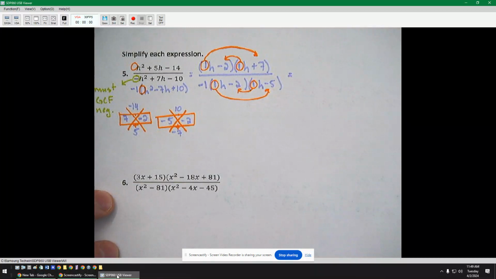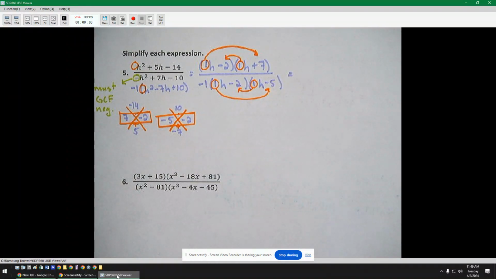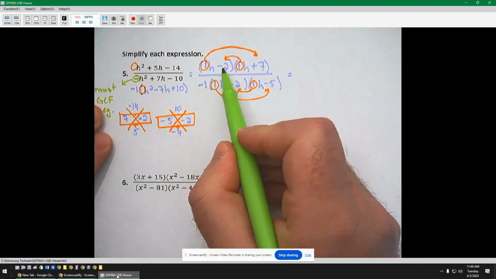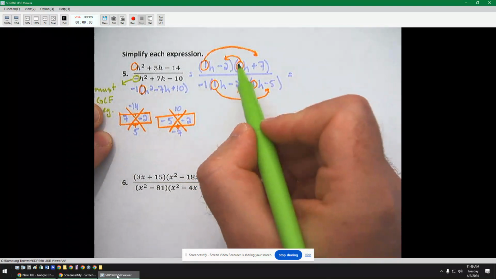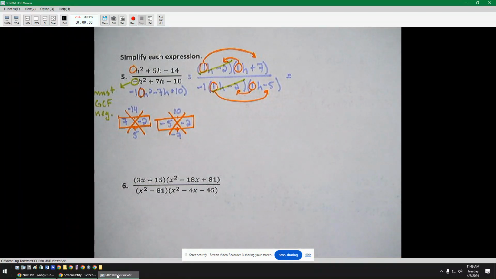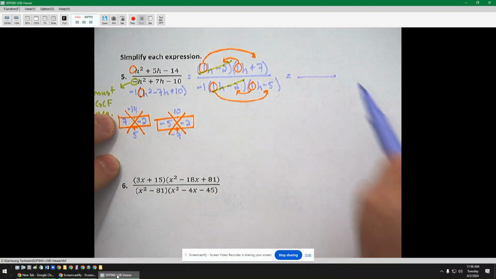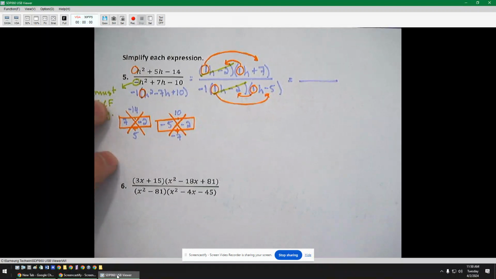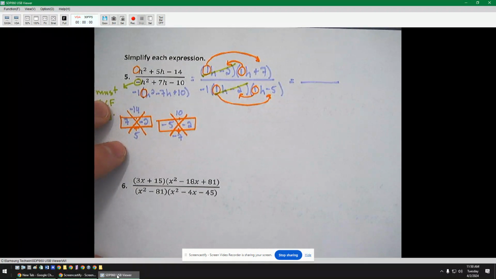So now as I'm looking at this, I'm looking for anything, just like we did on the front, that's the same that I can cancel out. And if we see, I have 1h minus 2 and I have 1h minus 2. So those two chunks are going to cancel each other out. And then from here, like I said, with each new step, you want to just draw a division bar and write what's left on the top and what's left on the bottom.